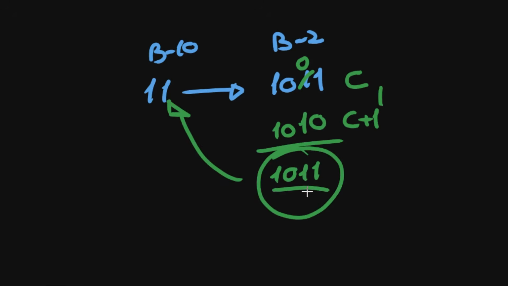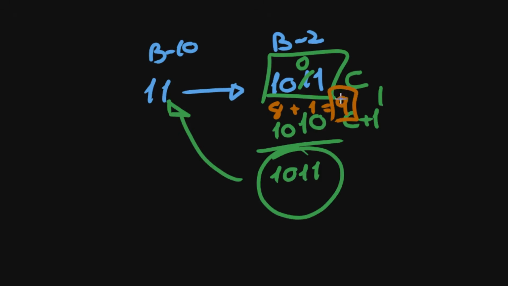Remember that this is the binary representation of this number. This means that this is the result. This is x. And here we have 1 times 2 to the power of 3, meaning 8, plus 1 times 2 to the power of 0, meaning 1. 8 plus 1 is 9, so the result in this case is 9.